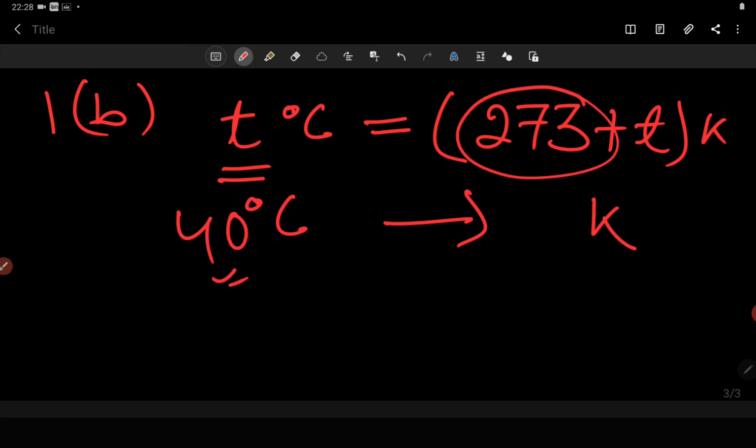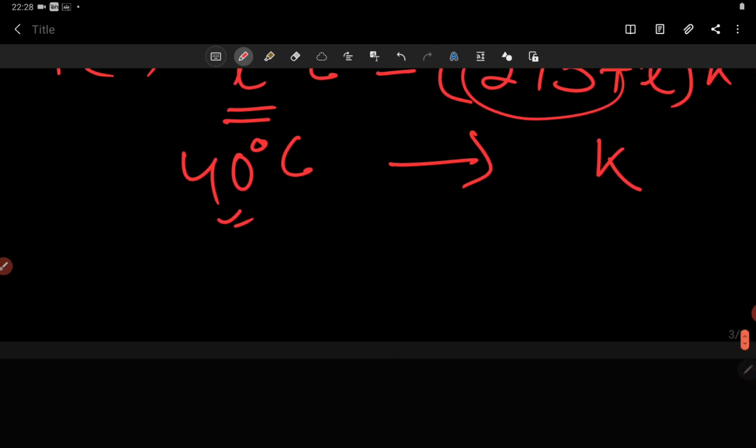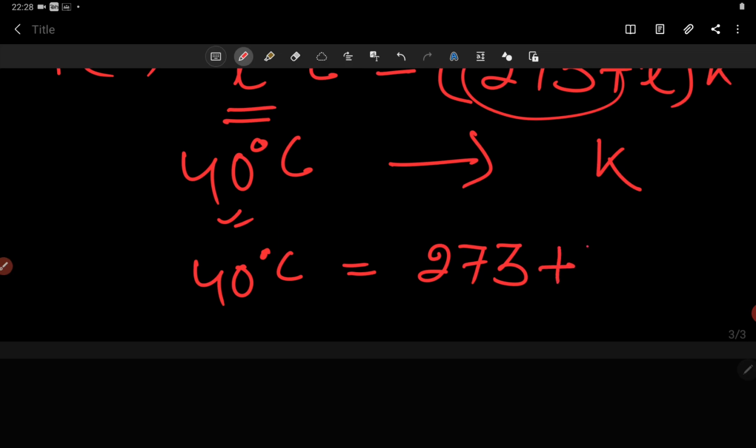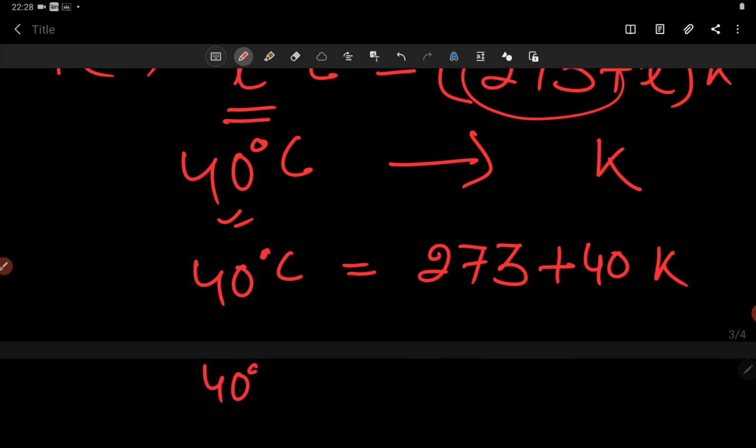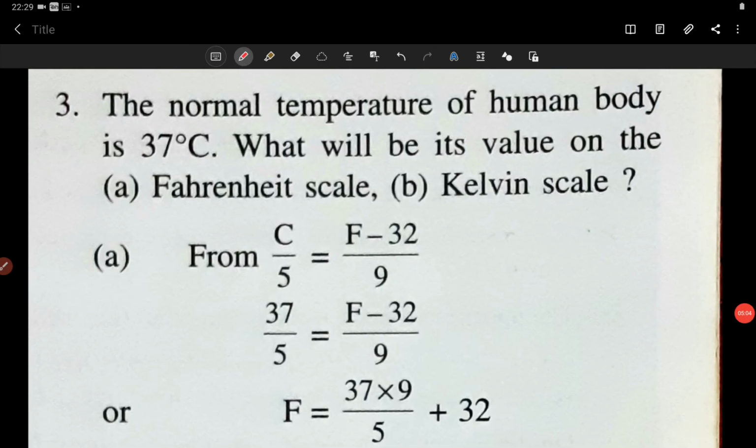So to convert this degree Celsius into the Kelvin scale, we can write 40 degrees Celsius will be equal to 273 plus 40 Kelvin. Thus I'll get 40 degrees Celsius equals 273 plus 40, which shall give me 313 Kelvin, right? 313 Kelvin. So this is our answer number 1B. I hope you have understood this sum, let us try to do the other one.